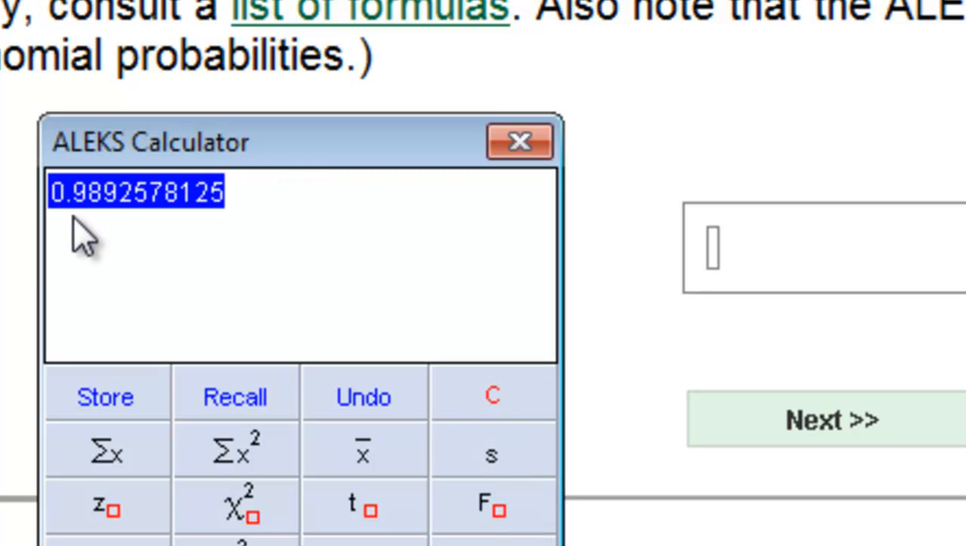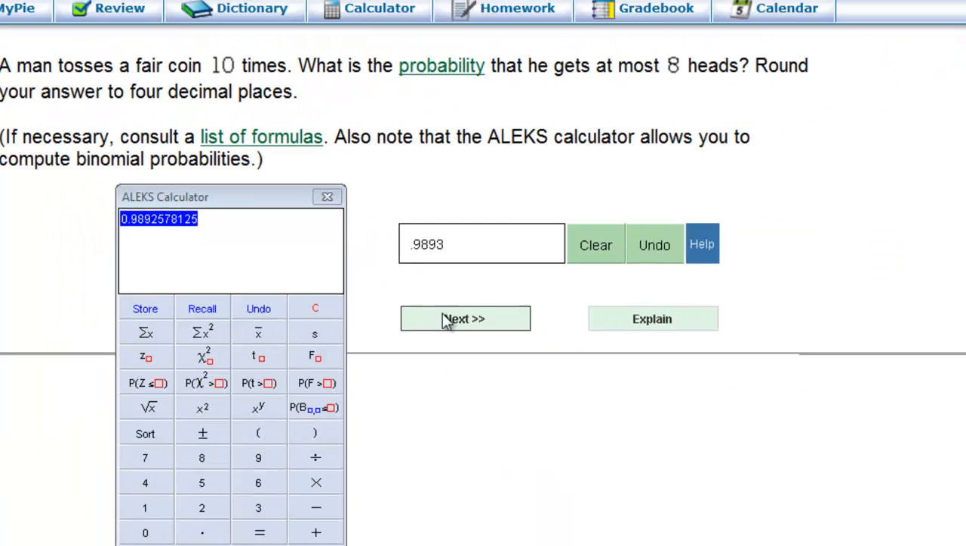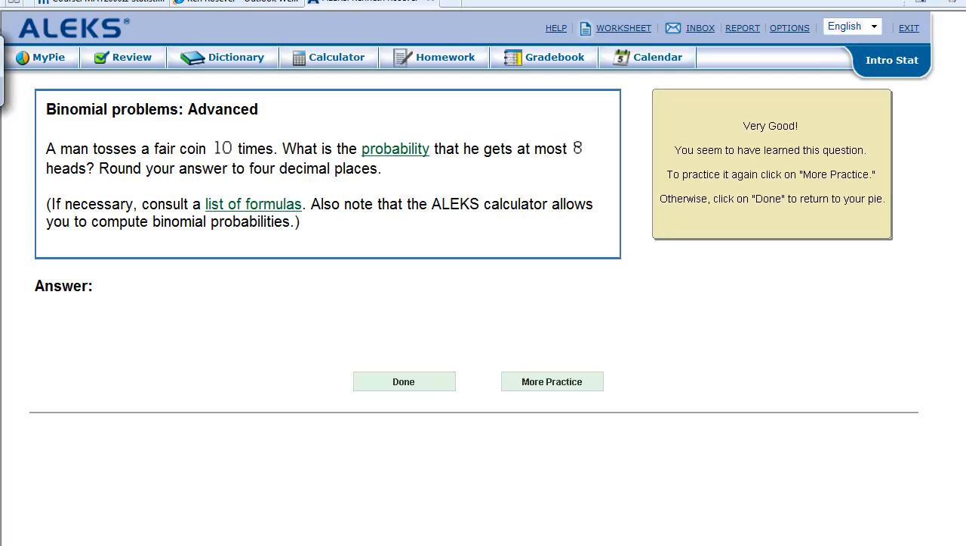And what we get is 0.98926. Alright, if you look at that 6, that 6 is going to round up, so this will be a 3. 0.9893 is our answer. And that's it. I hope that helps you use the calculator. We're done.